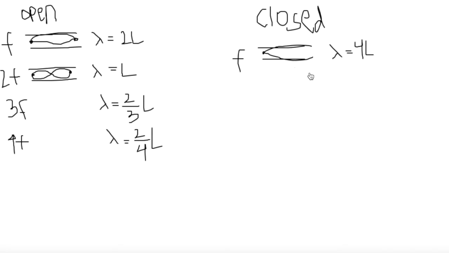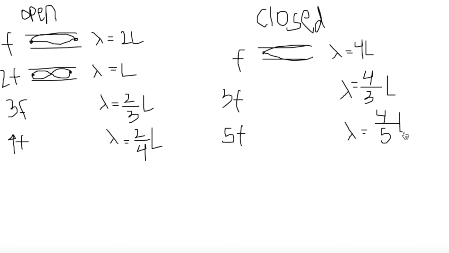And then for the next one, it's going to be an odd number again, so it's going to be 3, because you can only have odd for closed. This one's going to be wavelength equals 4 over 3 L. And then your next one would be 5F, so that's wavelength equals 4 over 5 L. So the pattern for this one is just 4 over whatever your odd number is for that frequency.